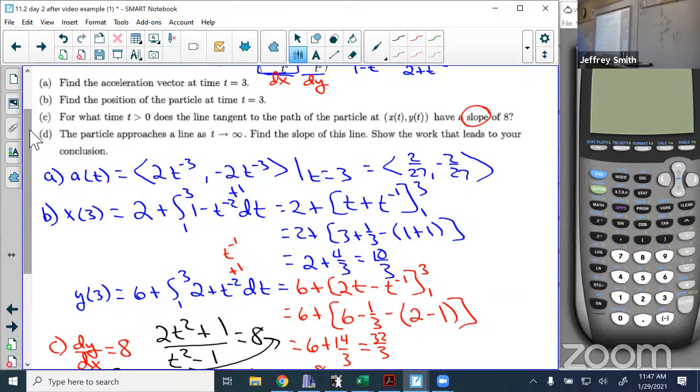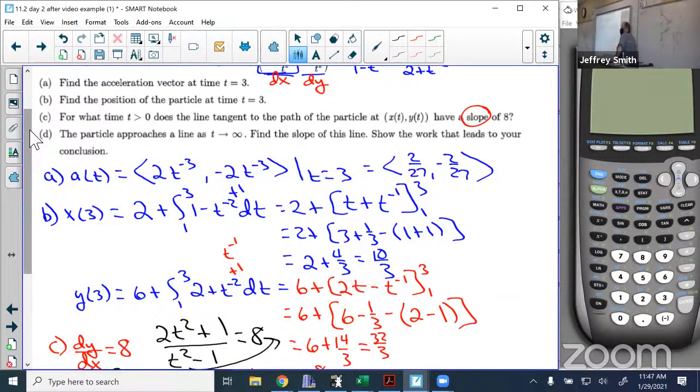There we go. It says the particle approaches a line as t approaches infinity. Find the slope of this line. Show the work that leads to your conclusion. Let's talk about the slope. It says it's approaching a line. Let's talk about this. What's the slope? Give me a slope of a line. 5. Write a constant. So it's approaching a number, is what they're saying.